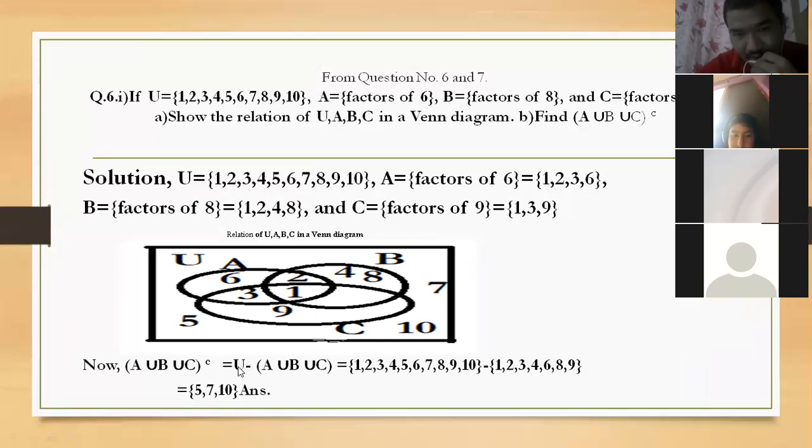It means U minus A union B union C. Then this universal set minus A union B union C means what? All the elements of A, B, C should be combined together. And then you will get 1, 2, 3, 4, 6, 8, 9. Then tell, when you subtract them, what will be the answer? 5, 7, and 10. These are the elements of A union B union C complement. You understood, children? Question number 6, I? Yes, sir. Okay, very good.